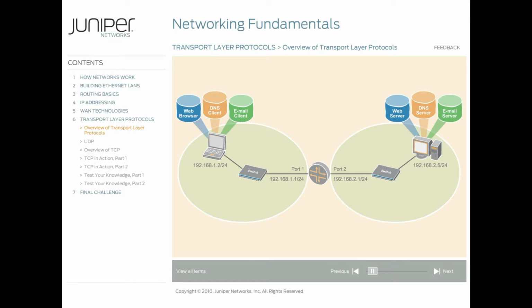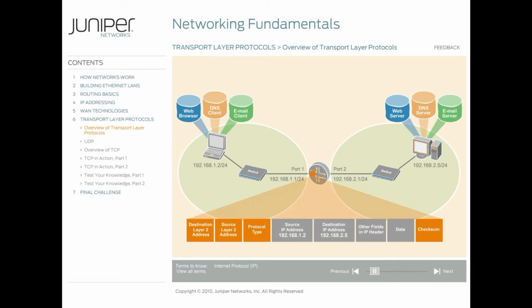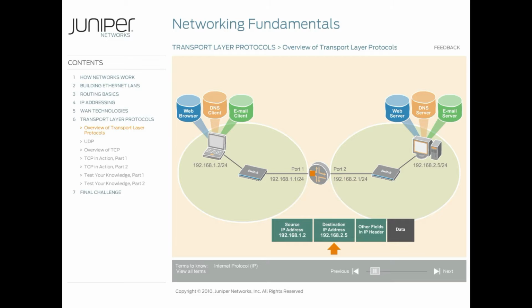How does data get from one application program on a sending computer to a suitable application program on the receiving computer? When you send an email, your computer most likely sends the data using the Internet Protocol, which we discussed earlier in this course. As we saw, routers use the destination IP address and routing tables to route a packet through the network and get it to the correct host.